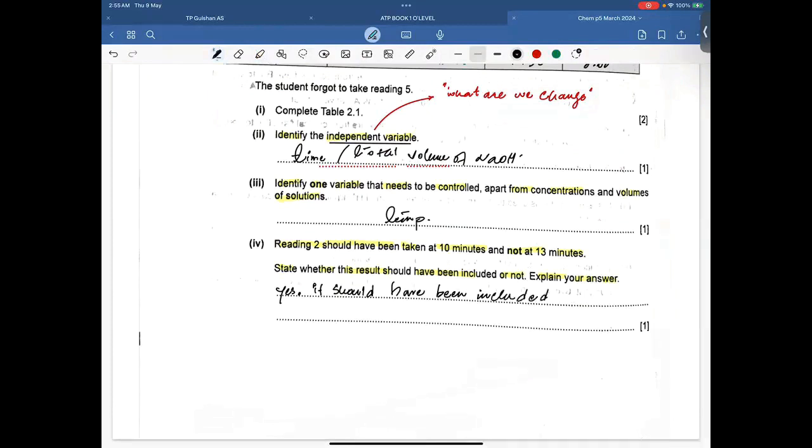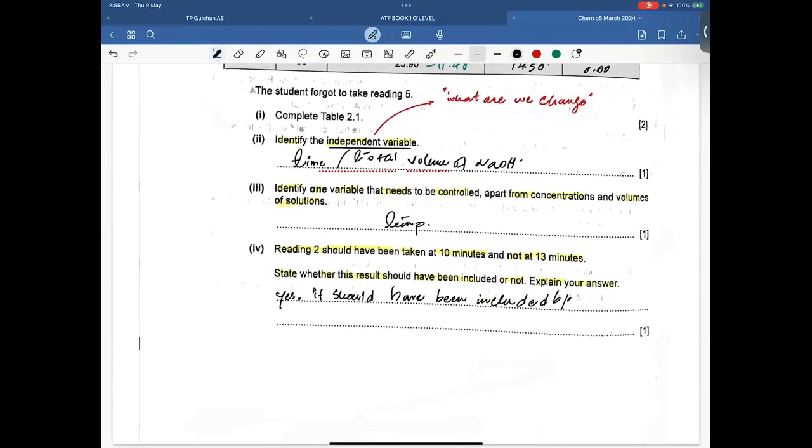Why? Because it is showing consistency in volume used by methanoic acid and remaining volume of NaOH.